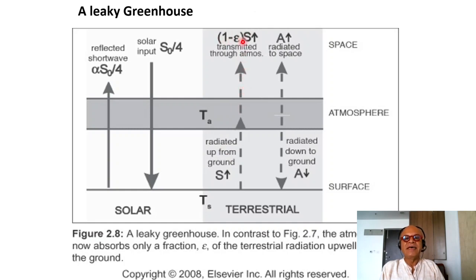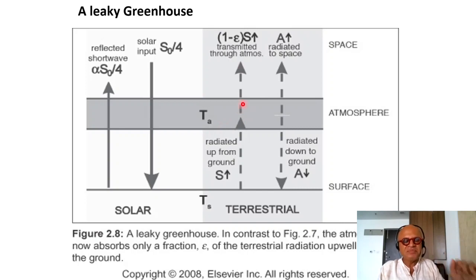So 1 minus epsilon times S is what gets transmitted through the atmosphere, and the atmosphere still has a temperature TA here, so it is still going to emit heat energy up and down, but now this TA will be different than when we didn't allow any of the heat energy from the surface to escape through the atmosphere.